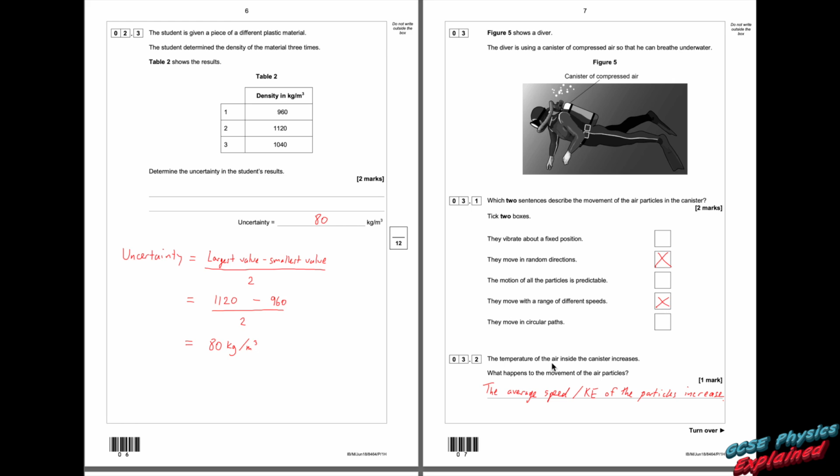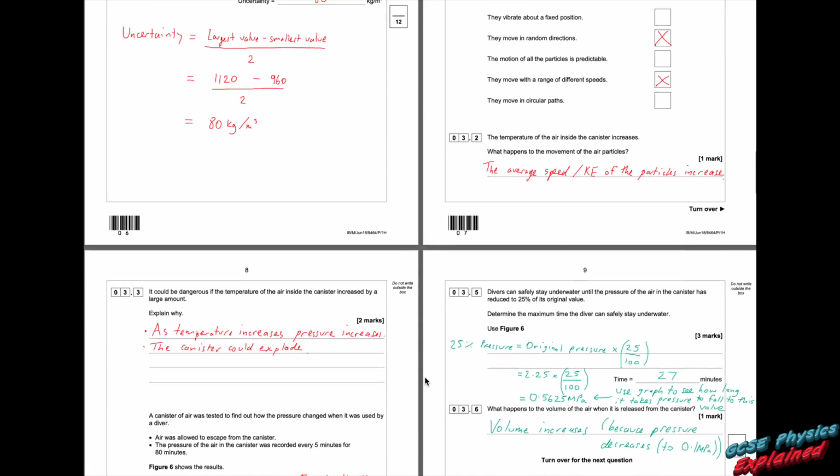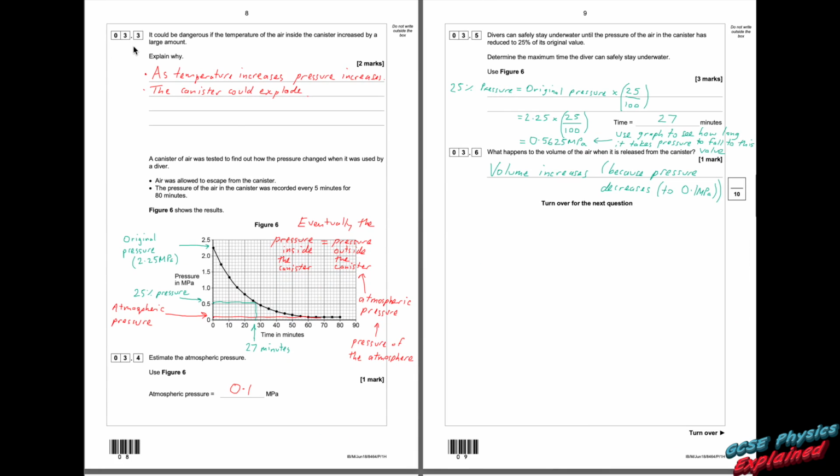Part 2. The temperature of the air inside the canister increases. What happens to the movement of the air particles? Well, the average speed or the kinetic energy of the particles would increase. If the temperature goes up, they've got more energy, so they move faster. Part 3. It could be dangerous if the temperature of the air inside the canister increased by a large amount. Explain why. As the temperature increases, the pressure increases, and the canister could explode.